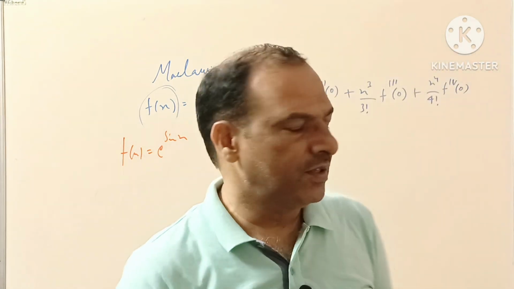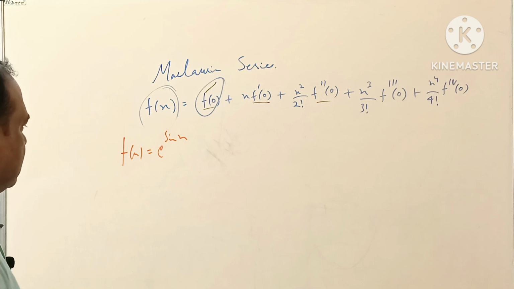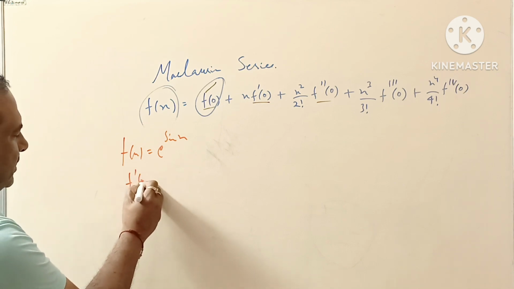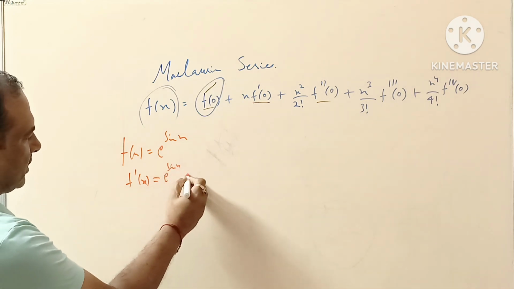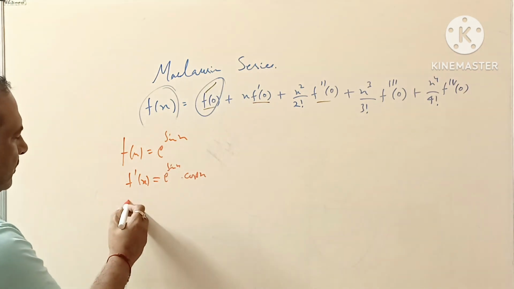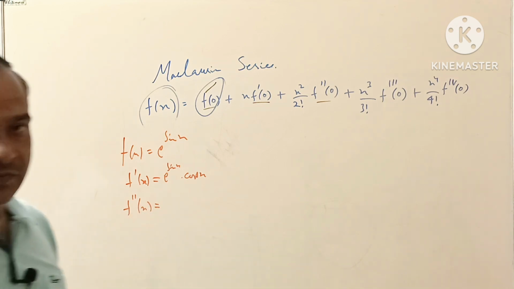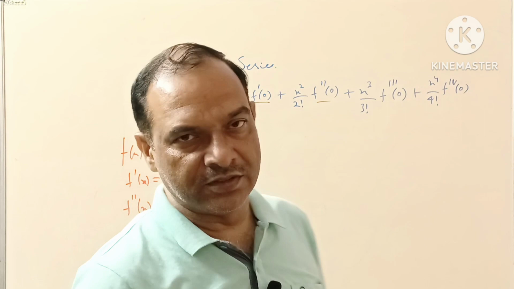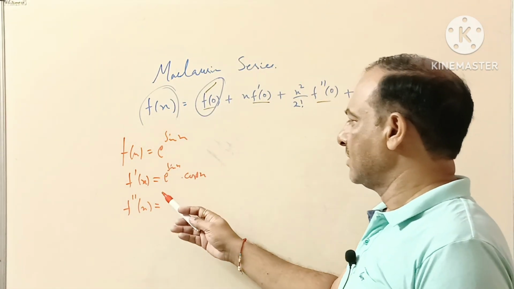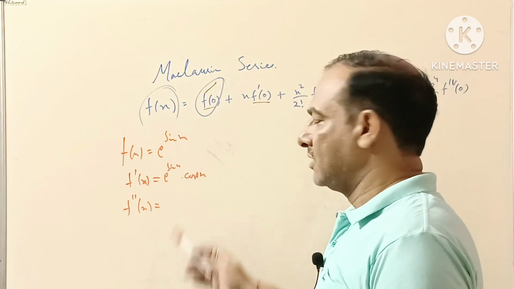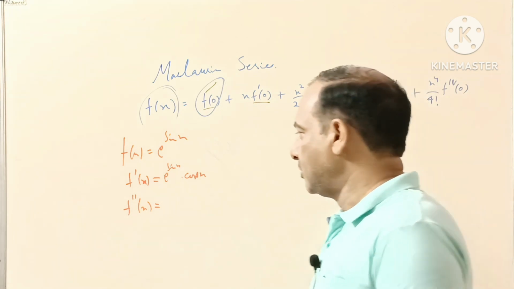Now, this is e raised to the power sin x. You have to find out the value for f dash x. For f dash x, you differentiate e raised to the power sin x, and you will be having cos x. For f double dash x, what will you be having? Now, in the case of f double dash x, you are having two functions. One is g(x) and this is h(x), and here you have to apply the product rule for the differentiation.